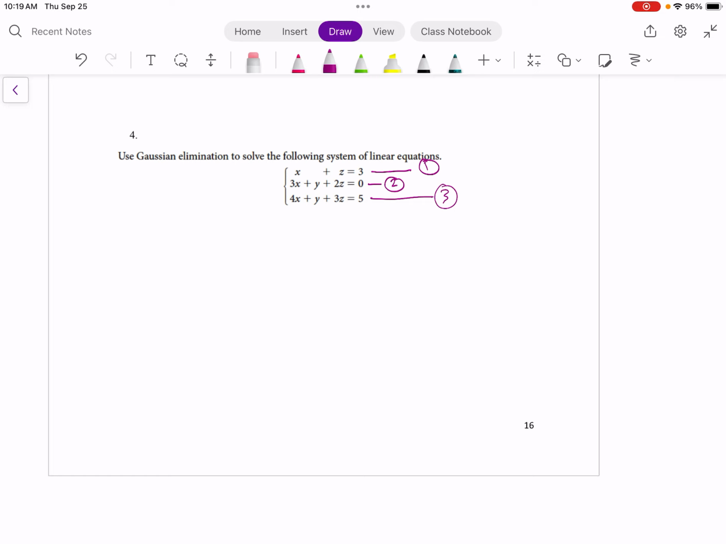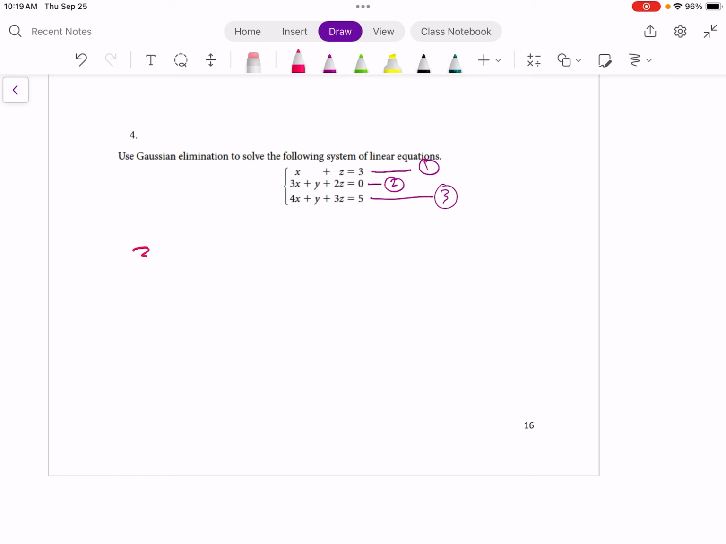Okay, y. We have y in equation 2 and 3. We have positive y here, and positive y here. If we add, we get 2y. Now to eliminate y, what do we need here? Negative, right? And how do we get negative here? We multiply both sides by negative 1. So let's multiply our equation 2 by negative 1.